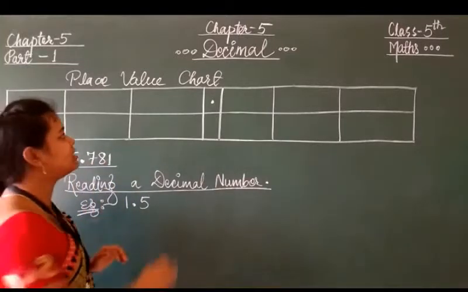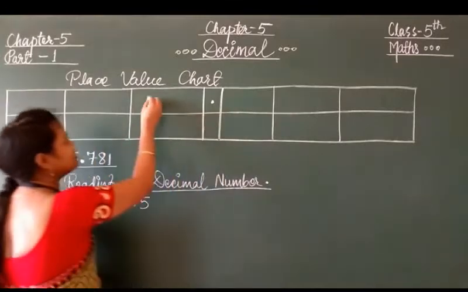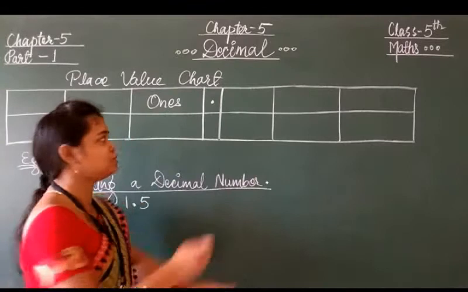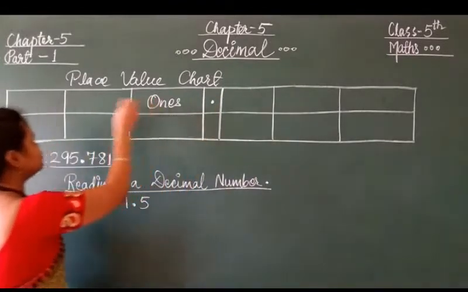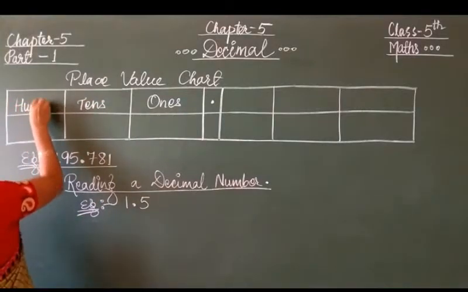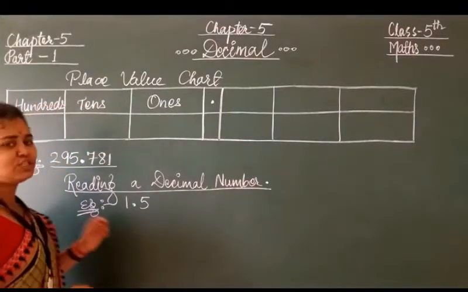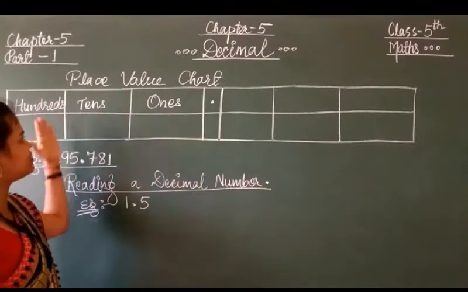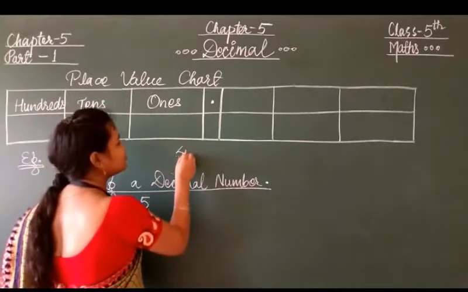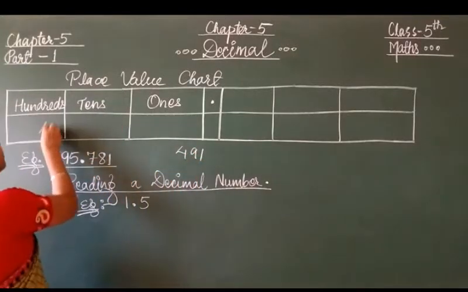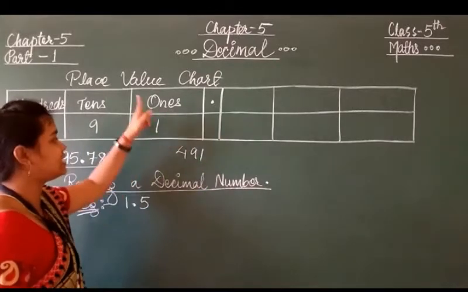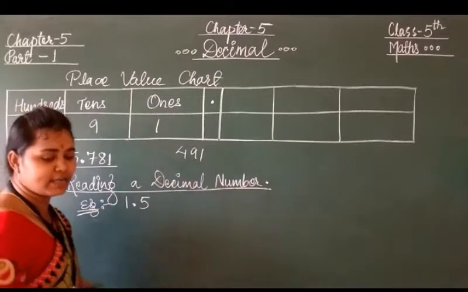See, 295.781. Students, you know very well that we read the ones place if we leave the decimal part. Ones, tens, and hundreds. We know that ones is there, then when we move to the left side, tens, then hundreds. If the number given is 491, we will write 491. So 1 is in ones place, 9 is in tens place, and 4 is in hundreds place.